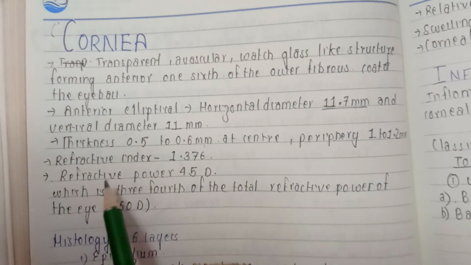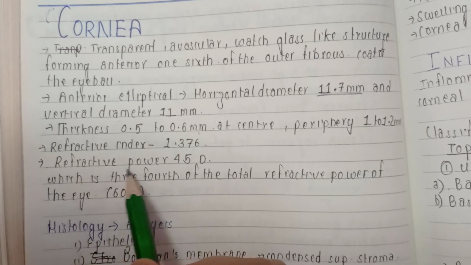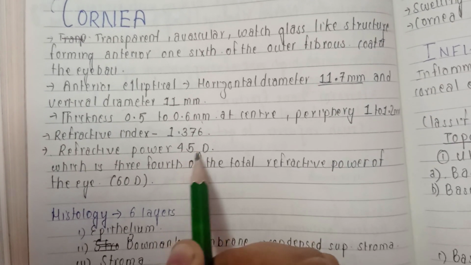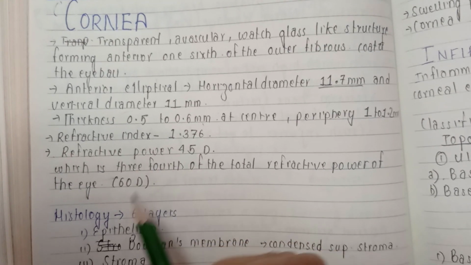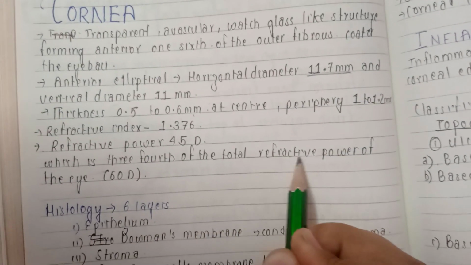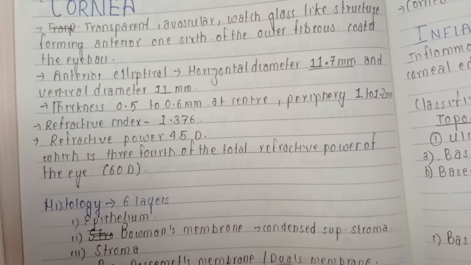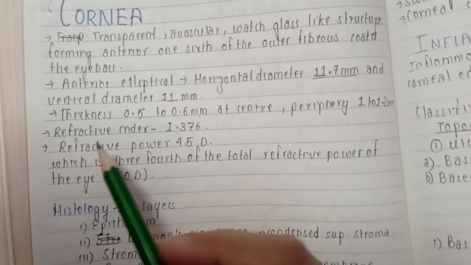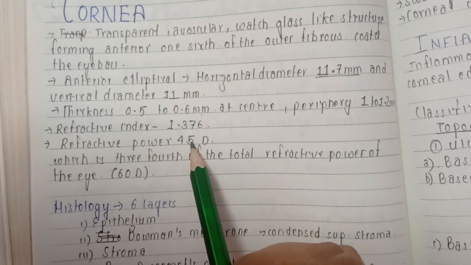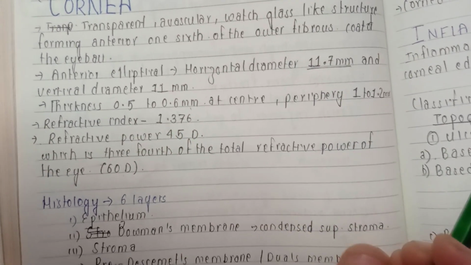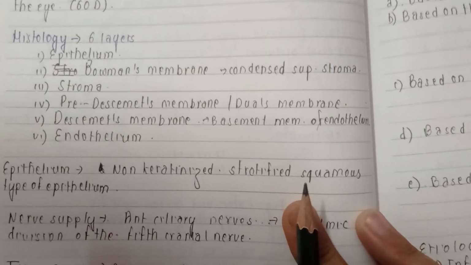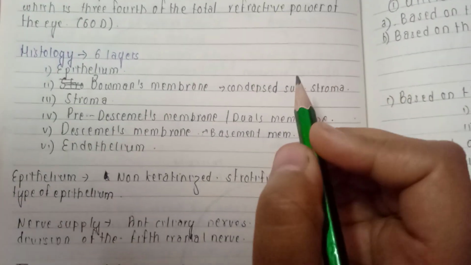After this we have the refractive index and the refractive power. The refractive power of the cornea is 45 diopter, which is about 3/4 of the total refractive power of the eye. We know the total refractive power of the eye is 60 diopter, and the refractive index of the cornea is 1.376.